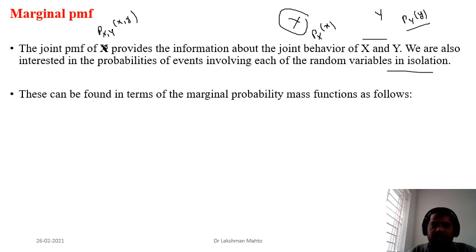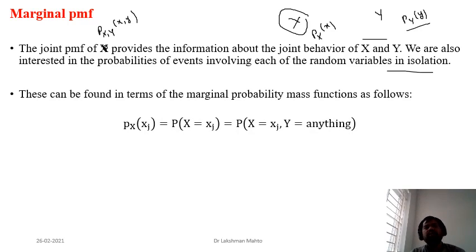This can be found in terms of the joint probability mass function as follows. Just go to the definition of the probability mass function of a single random variable. Remember that the marginal probability mass function happens to be the probability mass function of a single random variable. Suppose at the moment you are dealing with X. How can we define the probability mass function for X? Here X is discrete in nature. I have already told that I am discussing the discrete probability mass function.